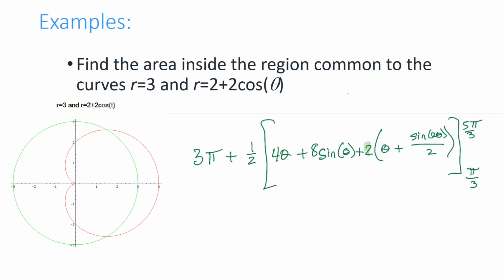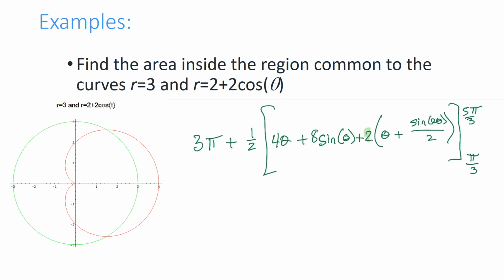So now we have to be super careful because we have limits that are non-zero. They're not easy. Let's do it though. So the 3 pi is just going along for the ride. And I'll do the upper limit first. 5 pi over 3. That's 4 times theta, 20 pi over 3. 8 times sine of 5 pi over 3. The sine of 5 pi over 3 is negative radical 3 over 2. So this will be negative 4 radical 3, because radical 3 over 2 times 8 is 4 radical 3.